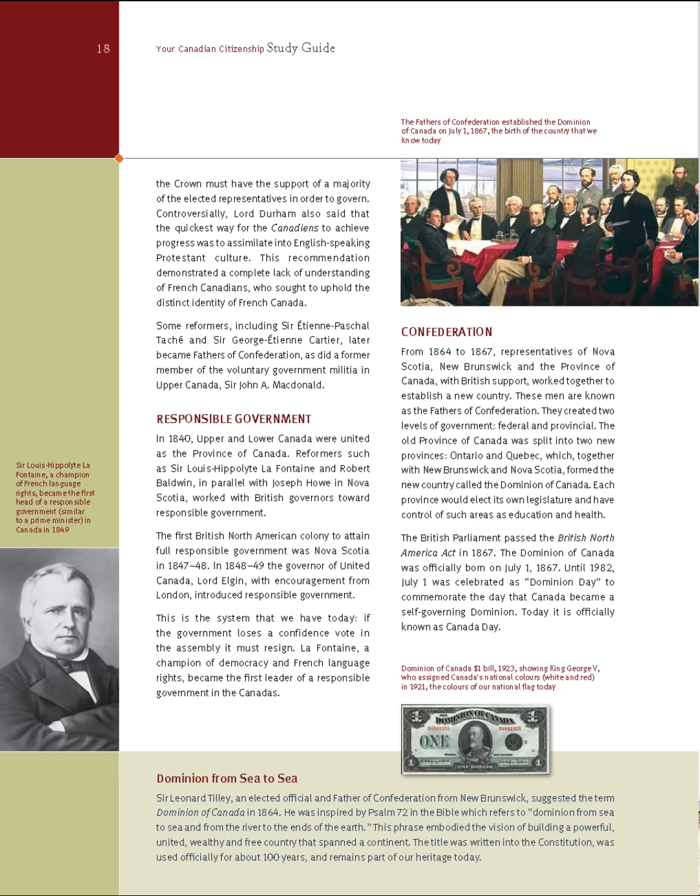Responsible government. In 1840, Upper and Lower Canada were united as the Province of Canada. Reformers such as Sir Louis Hippolyte Lafontaine and Robert Baldwin, in parallel with Joseph Howe in Nova Scotia, worked with British governors toward responsible government. The first British North American colony to attain full responsible government was Nova Scotia in 1847 to 1848. In 1848 to 1849, the Governor of United Canada, Lord Elgin, with encouragement from London, introduced responsible government.